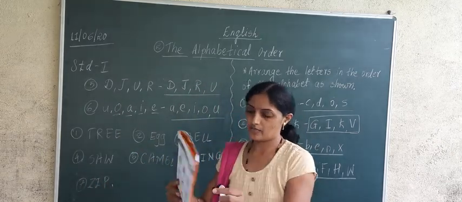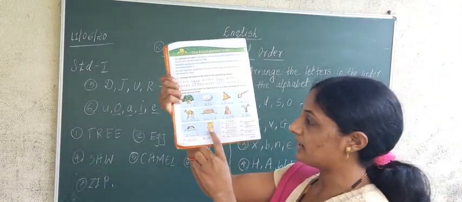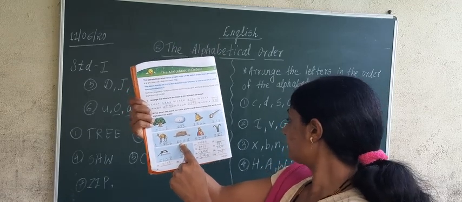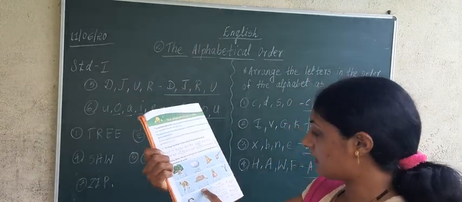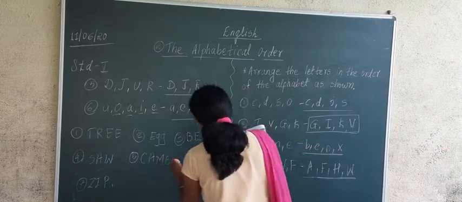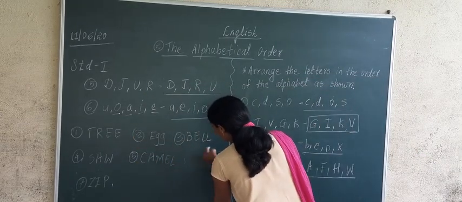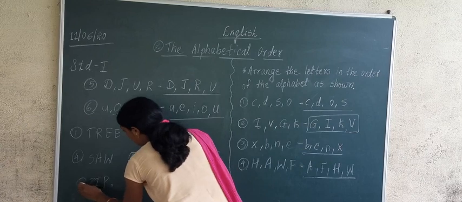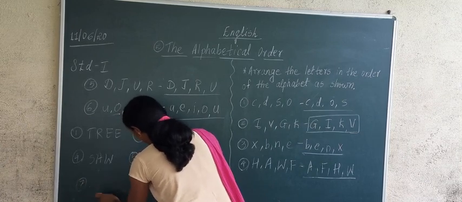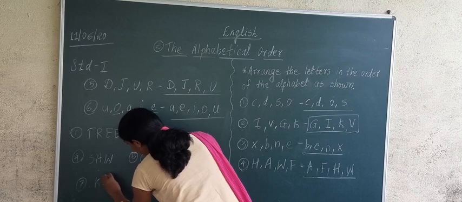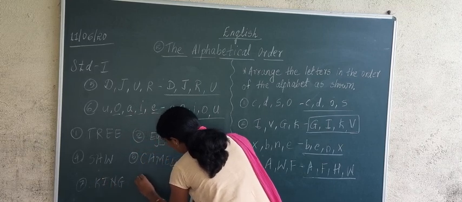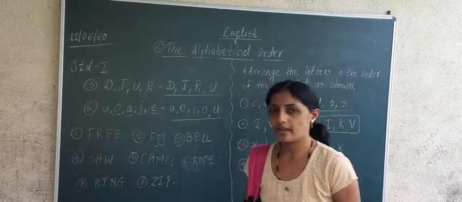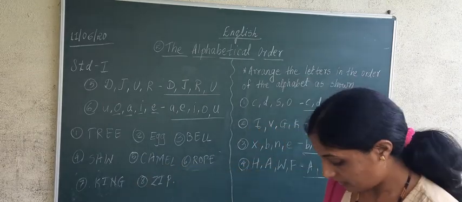So we have seen the pictures. Now if you have grammar books at your house, you can write down the names of the pictures. What can you see? Rope. Rope is left, I think. Yes, one is left, that is before king. The sixth one is rope. R-O-P-E, rope. The seventh one is king. K-I-N-G, king. And the eighth one is zip. Z-I-P, zip.